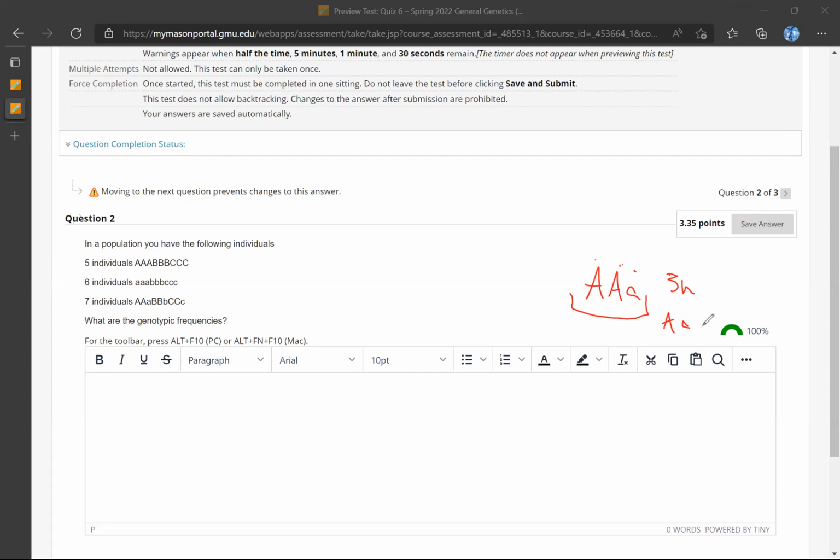Okay, genotypic frequencies, someone asks. So for this, we add them all up and then divide by group, right? Like total is 18. So yes, we can add these up. 7 and 6 is 13 plus 5 is 18. So the population in this question is equal to 18 individuals. And so the genotype frequency, firstly, let's identify what are the genotypes of these individuals. What is the genotype of the first 5 individuals?